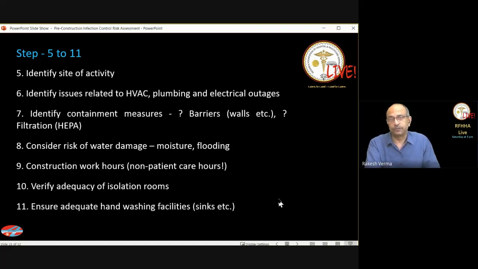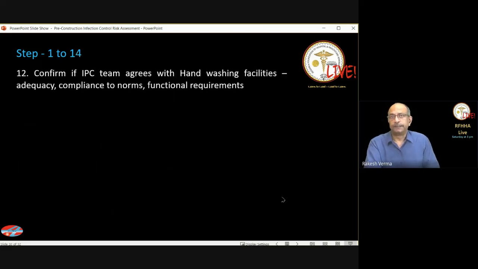Verify the adequacy of isolation rooms, important, especially when we anticipate that COVID might require isolation rooms. Ensure adequate hand washing facilities. So when you shut down plumbing, your hand washing is no longer available to you. So what is the alternative being provided? Confirm if the infection control team agrees with the hand washing facilities that are being made available during the construction. Now you would see that there are 2-3 steps related to hand washing itself, because hand washing is considered one of the most important infection control interventions in hospitals.